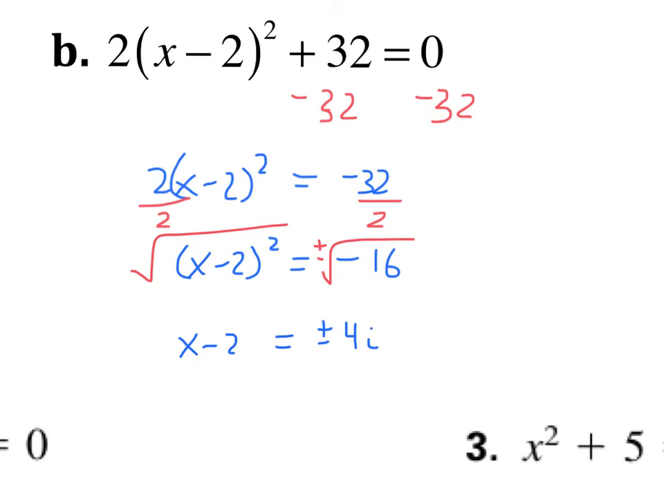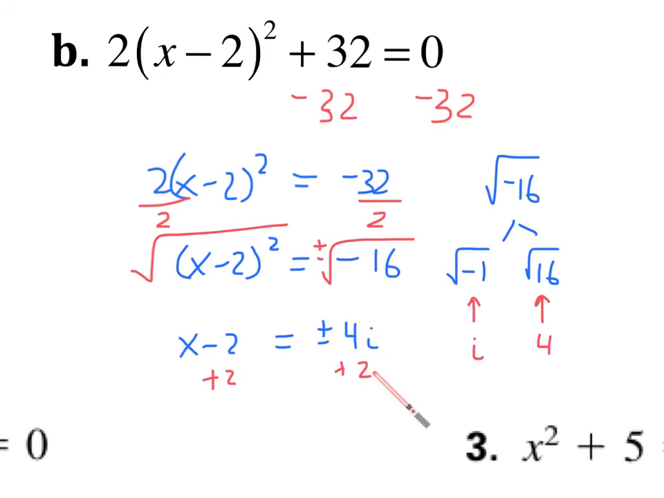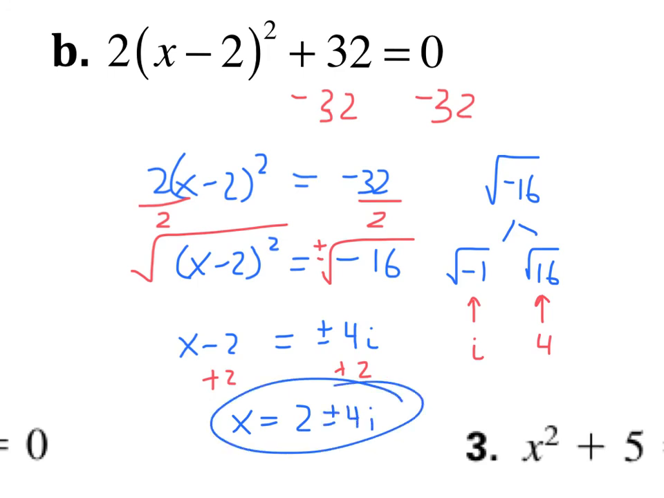Again, where does that come from? Radical negative 16 is the same thing as saying radical negative 1 and radical 16. So this one here converts to i. The square root of 16 is 4, and so now we just put that in standard form. Now I'm going to add 2 to both sides, and since these two here are not like terms, this doesn't have an i, just write what I see. So x is going to be 2 plus or minus 4i, and there's my answer.